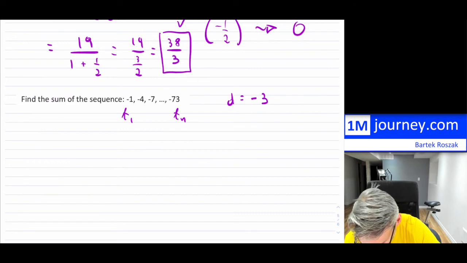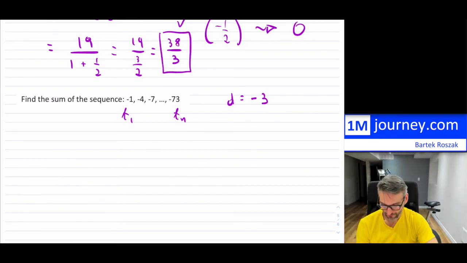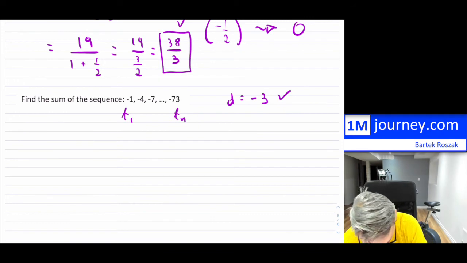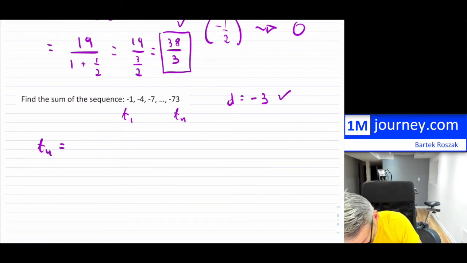And if we want to find the sum of it, so basically the series, well, I guess I don't know how many terms I have. So let's find the number of terms in here. Tn, again, is equal to T1 plus d times n minus 1.